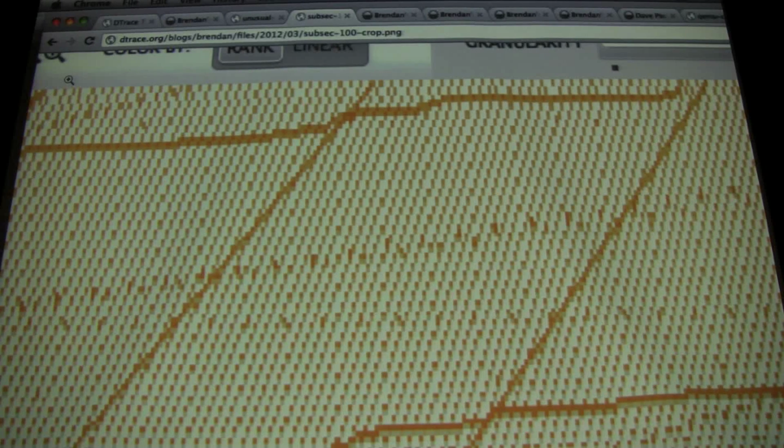This is using sub-second offset visualization. If you're looking at this and thinking it's weird, yes, it's weird. I explained it in the blog post. A lot of people who saw this for the first time said it was very, very strange. But we are using it for characterizing workloads and identifying some issues.